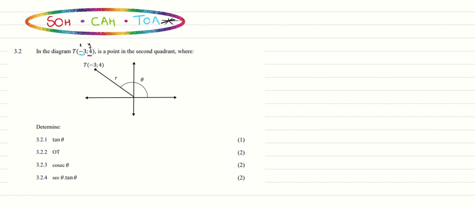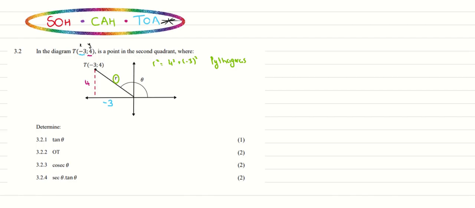So I'm going to complete this triangle. Now I filled in as much information as I could on this triangle. I extended point T down to the x-axis so that I can form my right angle triangle. And now we just need to find the value of r. So r squared would be 4 squared plus our negative 3 squared, and our reason for doing this is because we are doing Pythagoras.